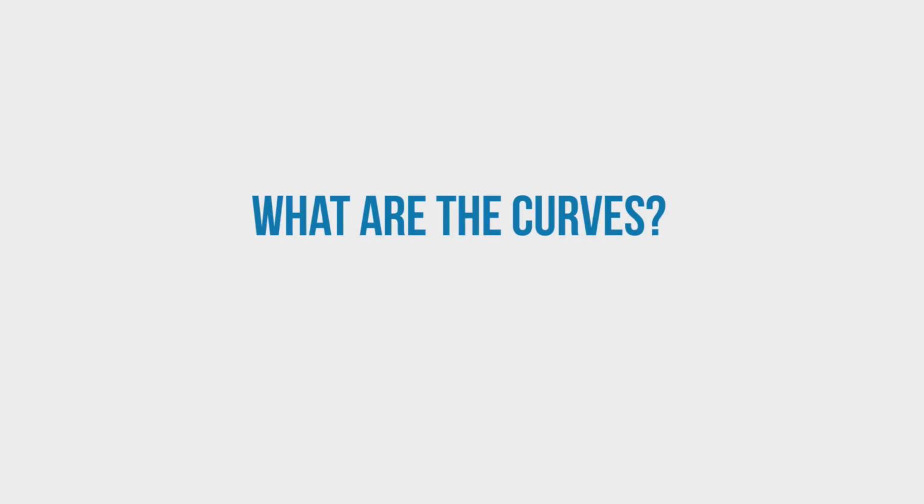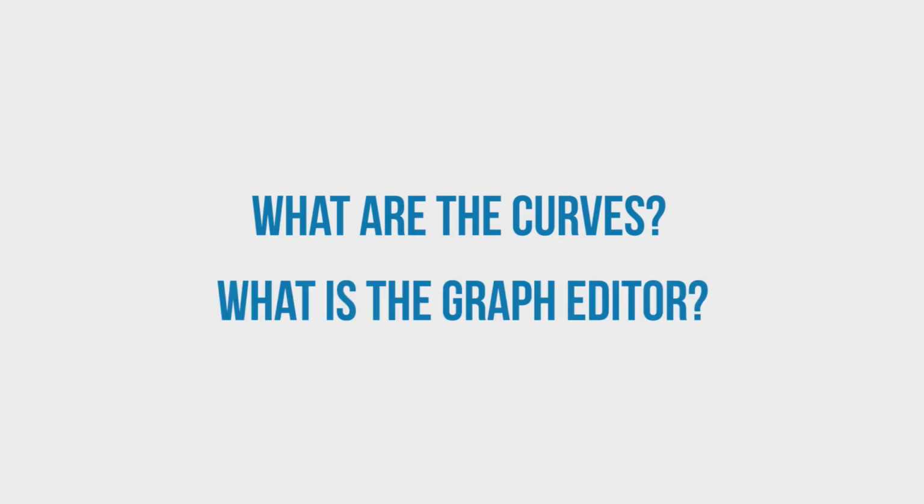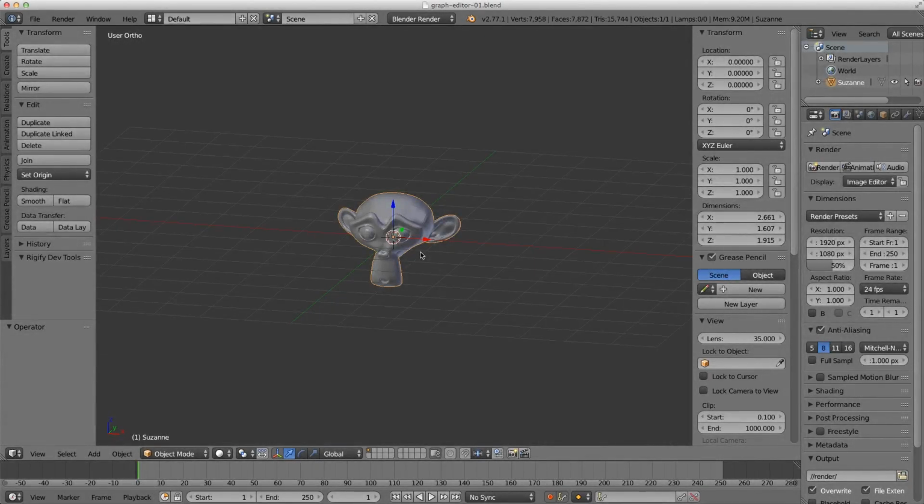So firstly, what are the curves and what is the graph editor? Let's quickly go over some basics with a much simpler example. Every object in 3D has what's called transforms. That's just a fancy way of breaking up the object's location, its rotation, and its scale into separate channels, in this case being the X, the Y, and the Z for each of those. You can see that if I adjust this X channel here for the location, our monkey head moves to the left and the right in world space. If I adjust the Y channel, it moves forward and backwards, and the Z channel moves up and down.